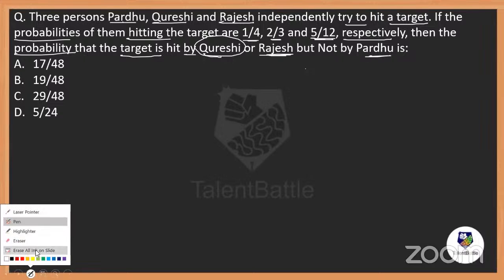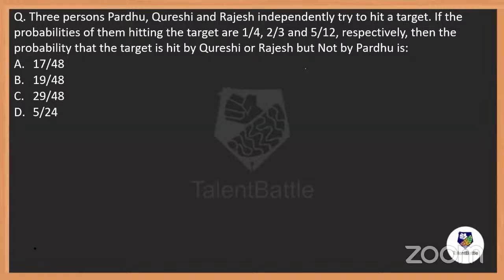The target can be hit by Qureshi or by Rajesh, but not by Prabhu. There is a target, and these people are going to try to hit it. The target can even be hit by both of them also. It should be by Qureshi or Rajesh, but not by Prabhu. So now look at the question.